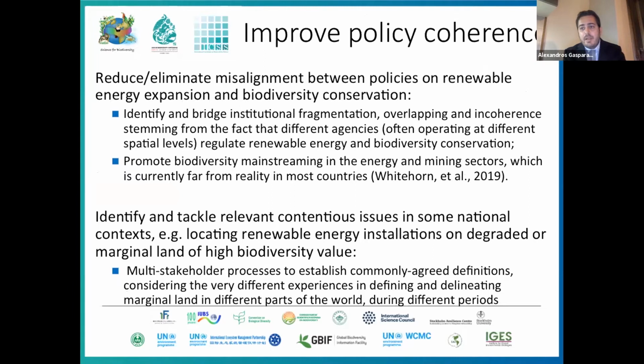A third pillar that we need to focus on is to improve policy coherence. We need to reduce and eliminate misalignment between policies on renewable energy expansion and biodiversity conservation. There is institutional fragmentation, there is also institutional overlapping, and there are certain incoherencies stemming from the fact that different agencies, which often operate at different spatial levels, regulate renewable energy and biodiversity conservation.